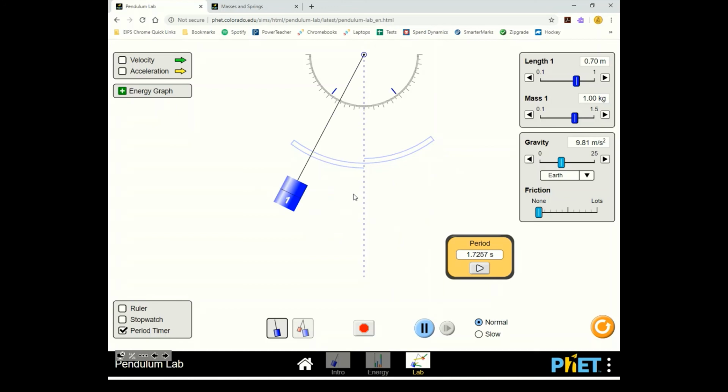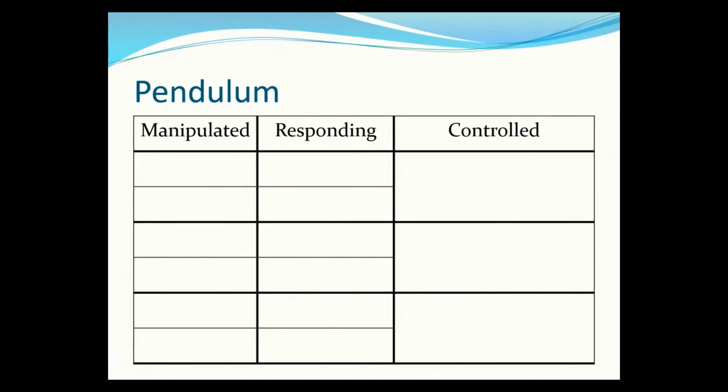So I can time the period of this pendulum, and I want to know, what can I do to change that period? Okay, so what do you think I can manipulate? So one thing that we can manipulate is our string length. So we can have a long string, and we can have a short string.